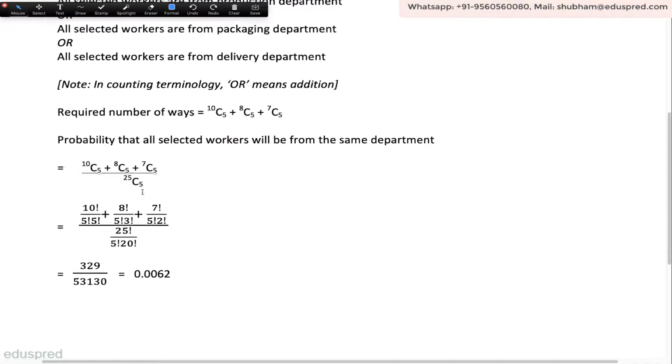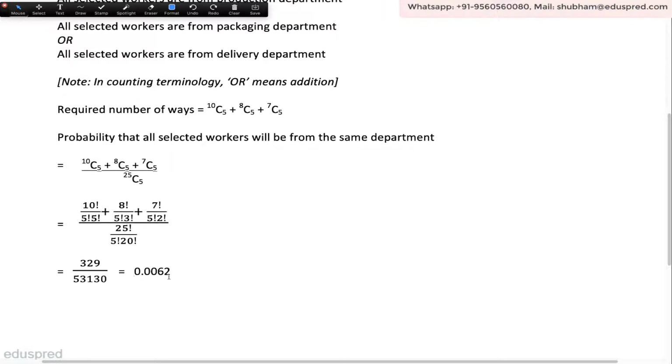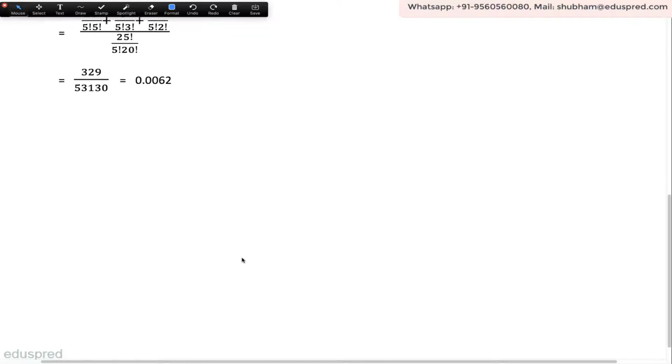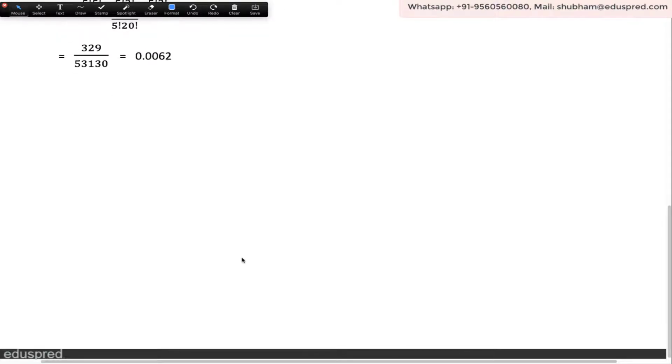And once you solve this, you will get that this is equal to 0.0062. So the probability that all selected workers will be from the same department is equal to 0.0062. Okay, so that's all for part number 1. Let's move to the second part of this question.